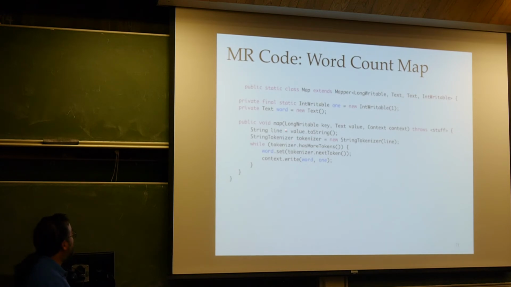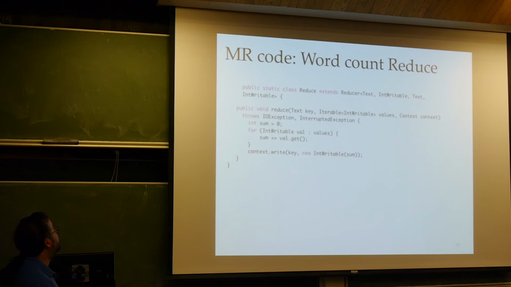So we basically take the value, which is Text, and we turn it into a string. It's almost a string anyway. Then I'm going to tokenize it and go through the tokens one by one. This is just standard Java stuff. I'm going to set this word object to be the value of the next token, and then I'll write out, using the context, that word and the constant 1. So that's what the mapper does. It generates all these word-one partial counts. And here's what the reducer does.